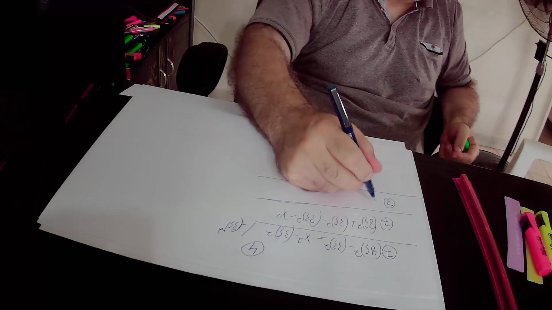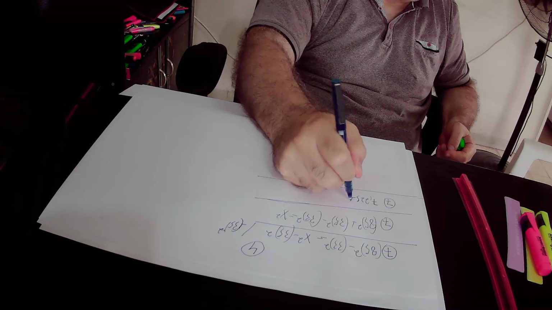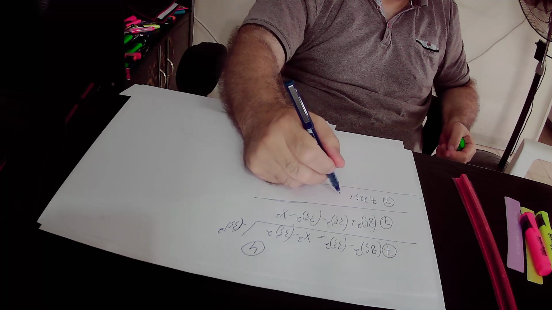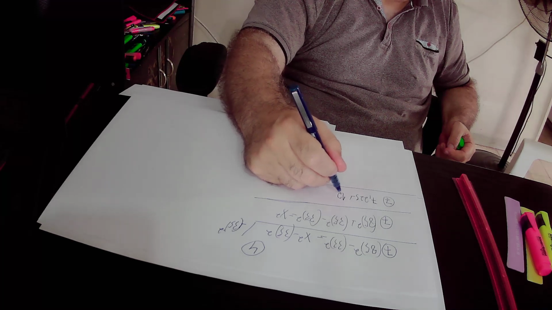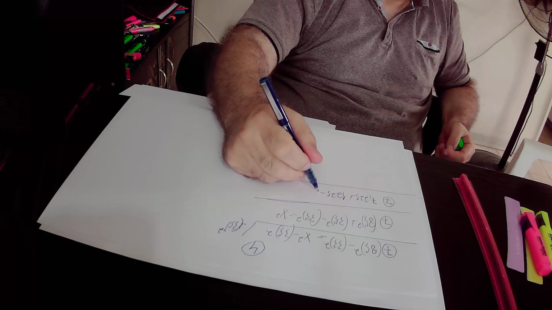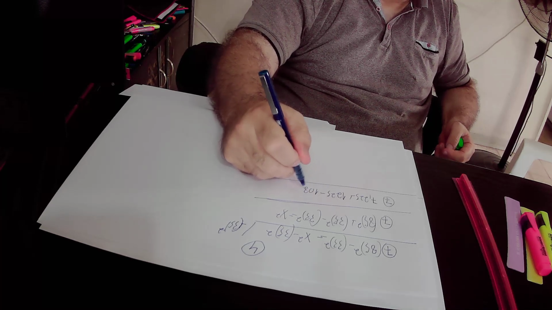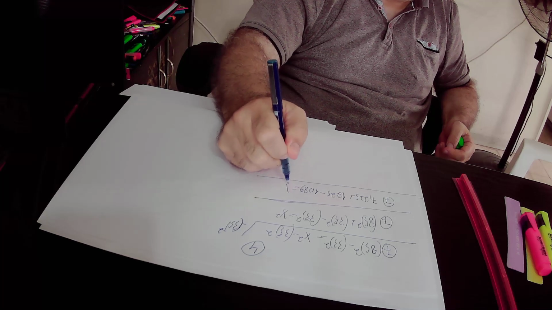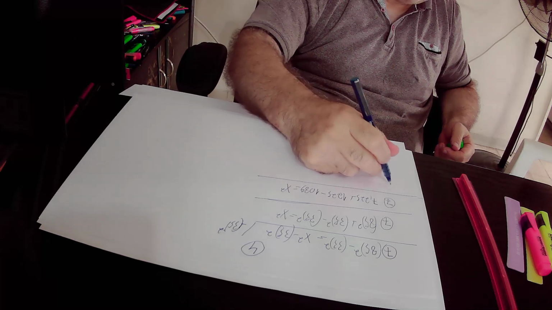85 squared is 7,225, plus 35 squared is 1,225, minus 33 squared, that is 1,089, and it is equal to x squared according to this equation number 7.